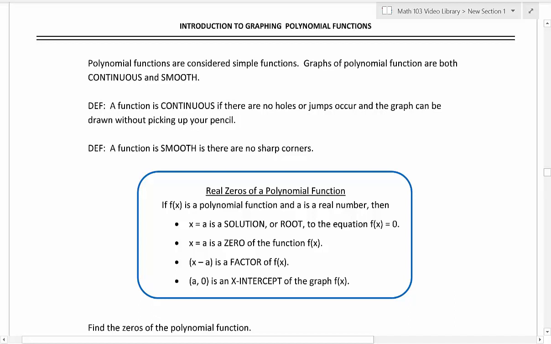This video provides an introduction to graphing polynomial functions. Polynomial functions are considered simple functions. They're really nice to work with. Graphs of polynomial functions are both continuous and smooth.